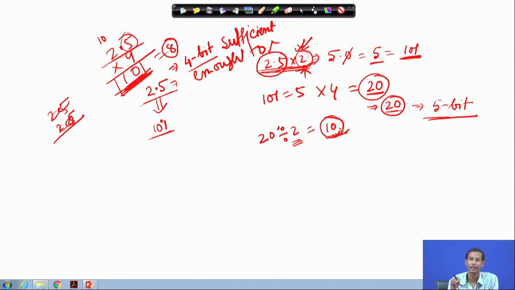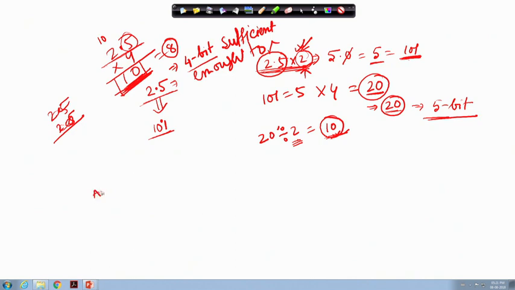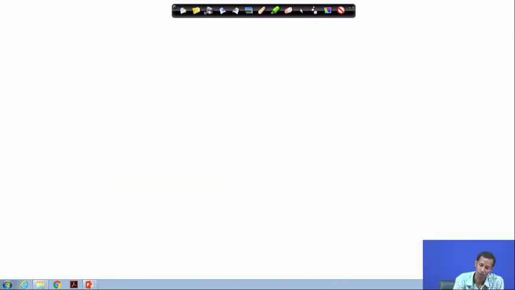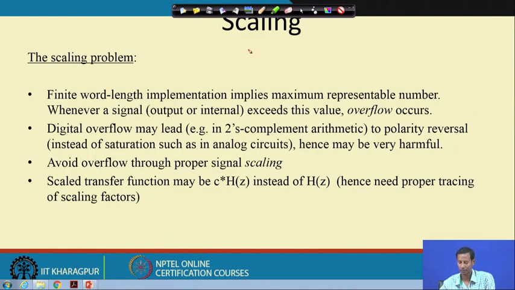This is the kind of technique we use. Here the accuracy is high, that means I am not losing anything, I am not introducing any error while doing the operation. So this is the scaling of the input variables, which happens in the arithmetic operation. Okay, so this is the scaling.